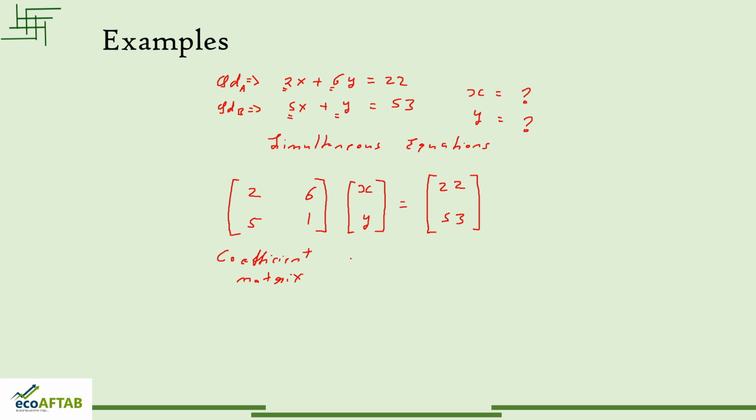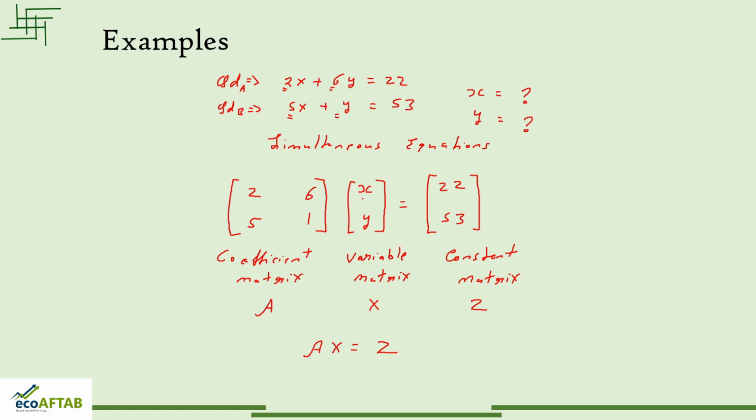This x and y is our variable matrix, and this column vector, 22 and 53, becomes our constant matrix. And here, if I call our coefficient matrix as A, and I name the variable matrix as X and the constant matrix as Z, then there is a formula, that is A into X is equal to Z.